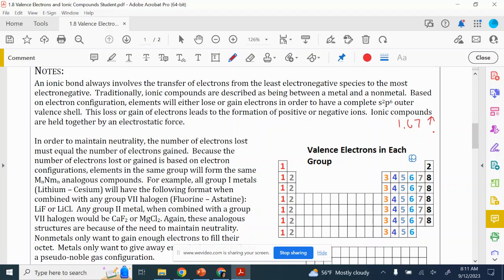Okay, now you can end up having compounds that are covalently bonded and have what they call ionic character. So they have some properties of ionic compounds. And the closer this difference gets to this 1.67, the more likely those covalent compounds will have that ionic character.